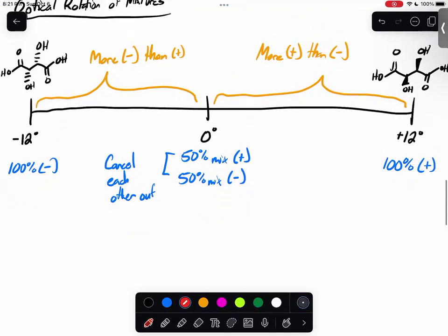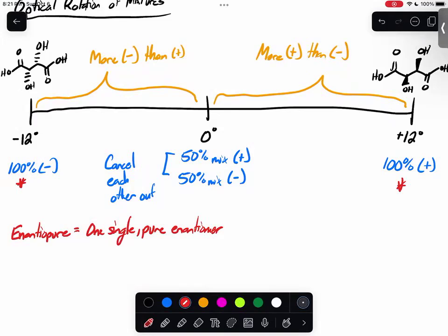The first is a term that we call enantiopure, right? And enantiopure is just one single pure enantiomer, right? So we would say that negative 12 and positive 12 fall under this idea of enantiopure.